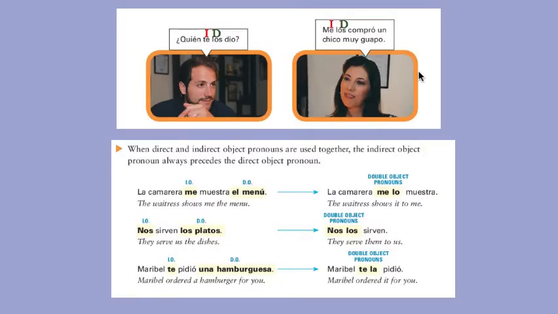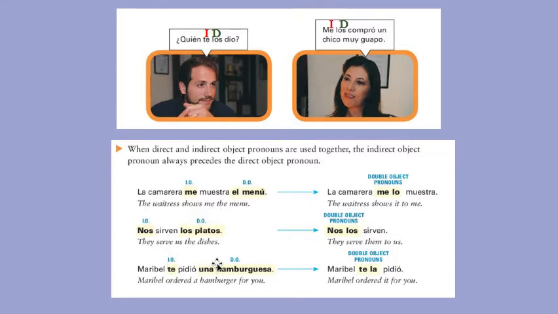So when direct object and indirect object pronouns are used together, as I said, the indirect object always precedes the direct object pronoun. La camarera me muestra el menú. La camarera me lo muestra. Why lo? Because el menú. Nos sirven los platos becomes nos los sirven. Why los? Because los platos.